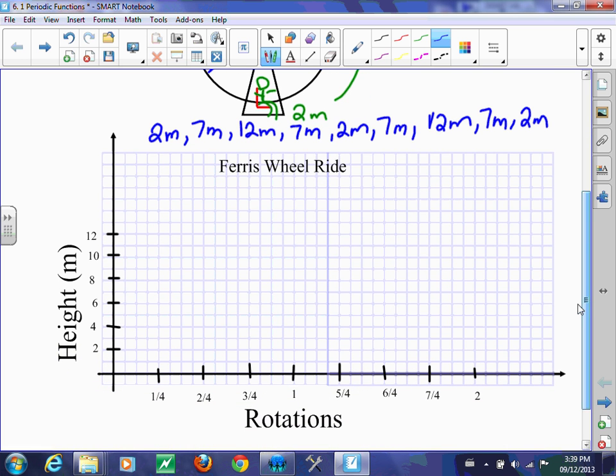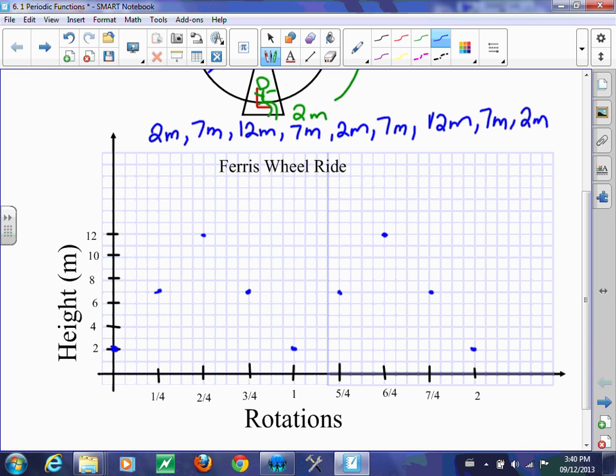So let me try to plot this rotation and our height. I want you to remember a couple of things. First of all, when we first got on, we were at 2 meters. Then a quarter of the way through, we were at 7 meters. Halfway through, we were at our highest point, which was 12. Three quarters of the way, we were back at 7 meters. After completing one full rotation, we're back at the bottom again. And again, at a 5/4 rotation, which is another 1/4 rotation, we'll be back at 7. Then for 6/4, which is a rotation and a half, we're back at the top. And then at 7/4 we're back at 7, and at 8/4 back at 2.